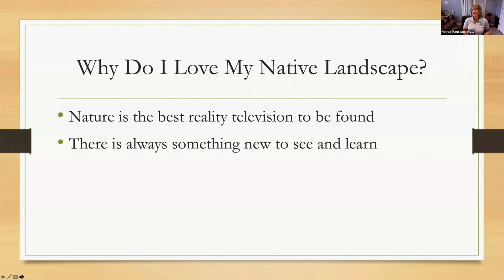So I thought I'd finish this up with why I love my native landscape. I want to show you some of the things that I've done around my yard and why I did them, and what makes me very excited about my native landscape. It's so much more interesting than television. You can sit out there. I could sit out there for hours sometimes and just watch what's going on. I learn something new all the time.